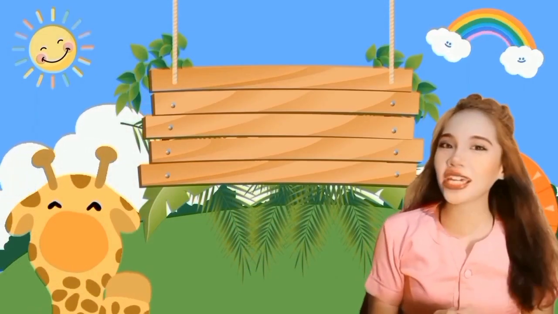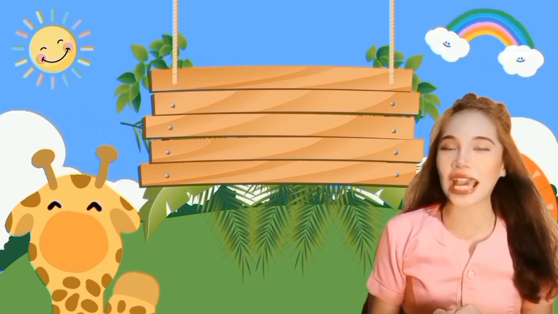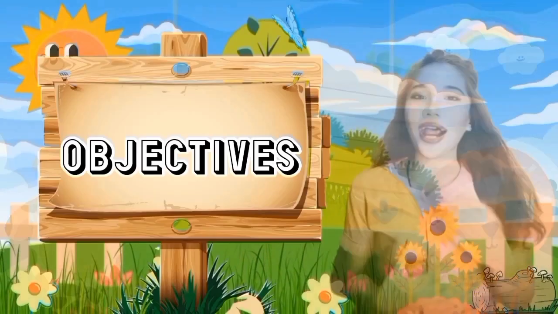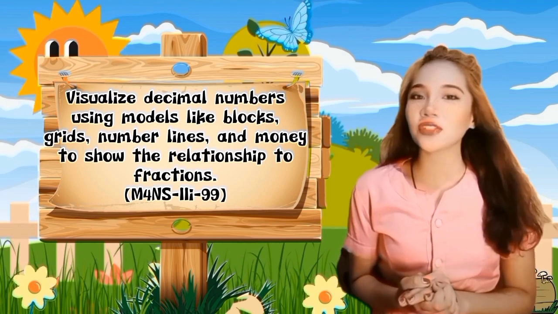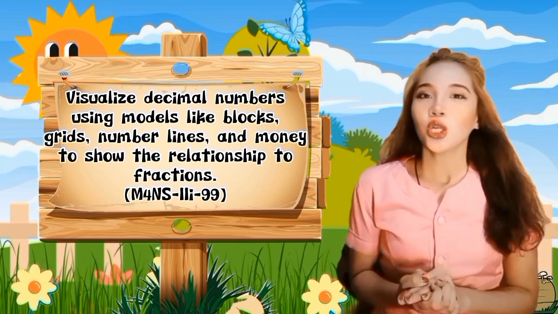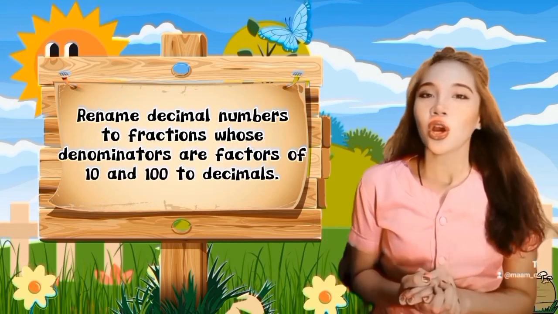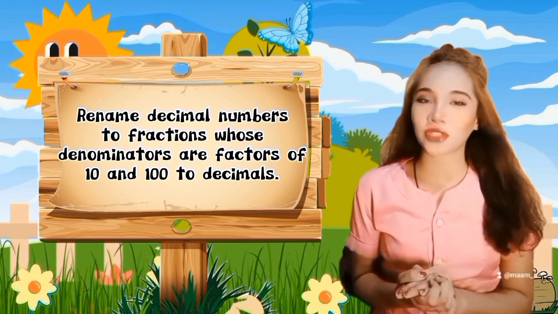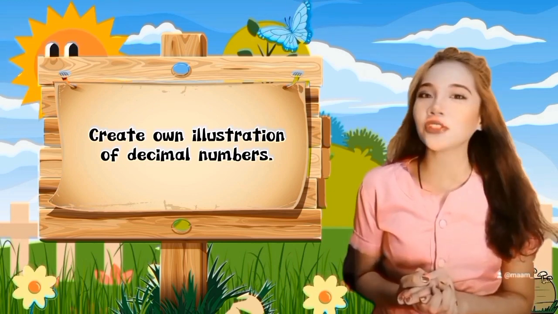Today, we will be exploring more about visualizing decimals. Before we go on to our next lesson, let me remind you of the things you are expected to be able to do at the end of the discussion. At the end of this lesson, the students must be able to visualize decimal numbers using models like blocks, grids, number lines, and money to show the relationship to fractions; rename decimal numbers to fractions whose denominators are factors of 10 and 100 to decimals; and create an illustration of decimal numbers.